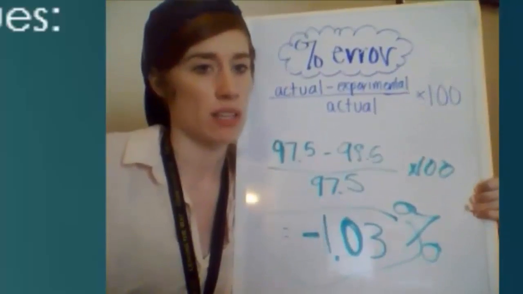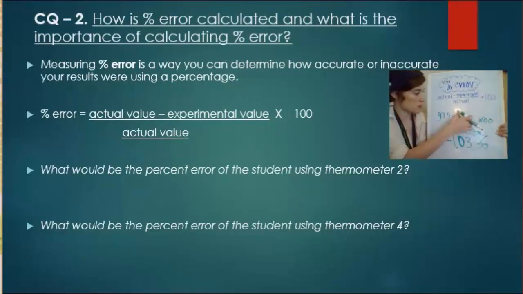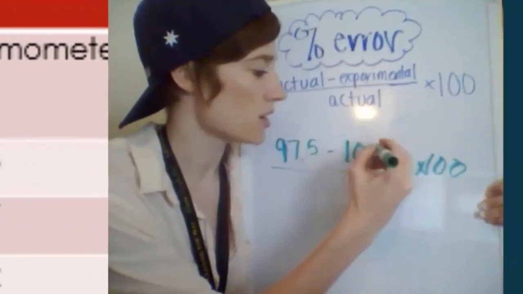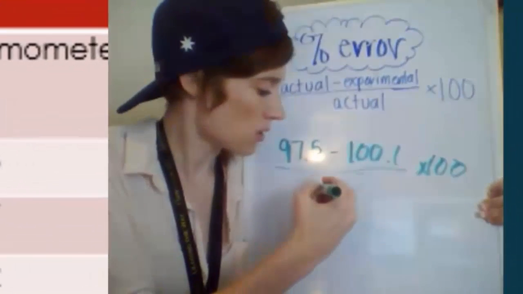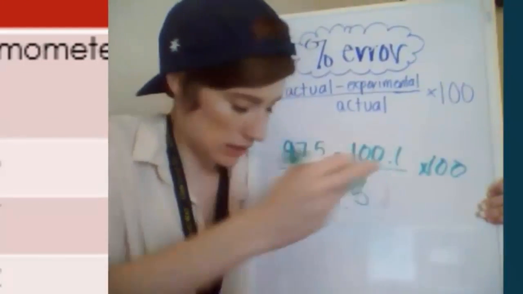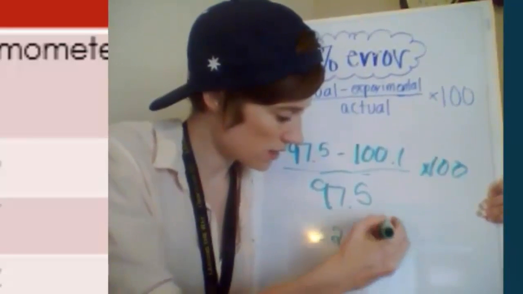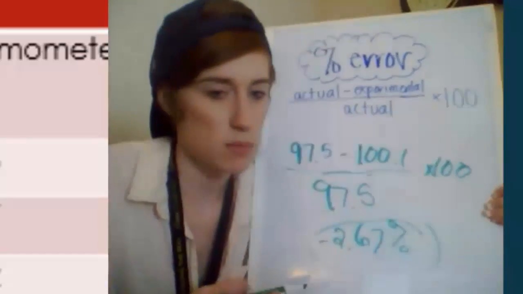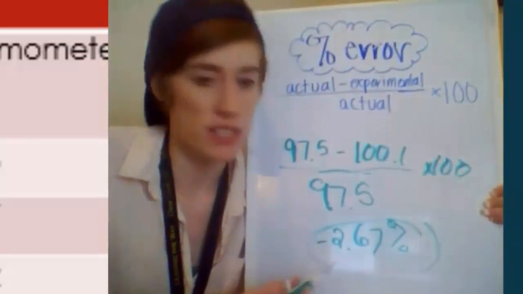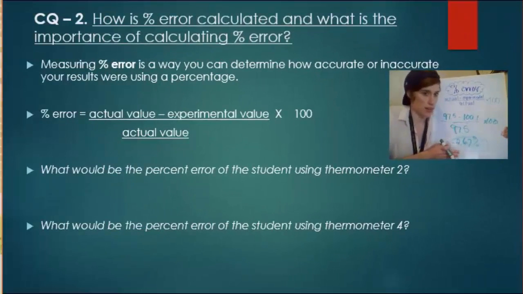So let's do some more calculations with this. What would be the percent error of the student using thermometer number 2? Well, we use the same data. We're just going to change the experimental. Got 100.1. So we'd put 97.5 down here still. When you plug this into the calculator, you get negative 2.67%. What this means is that they are off by negative 2.67%.